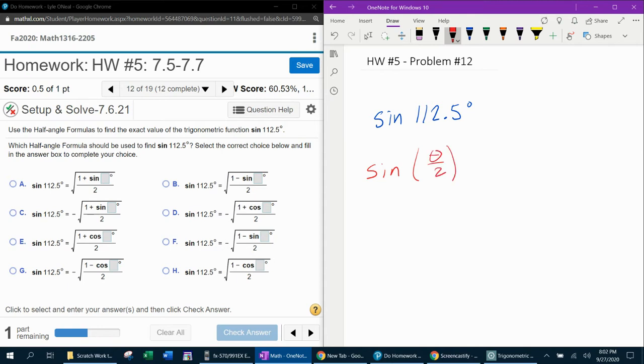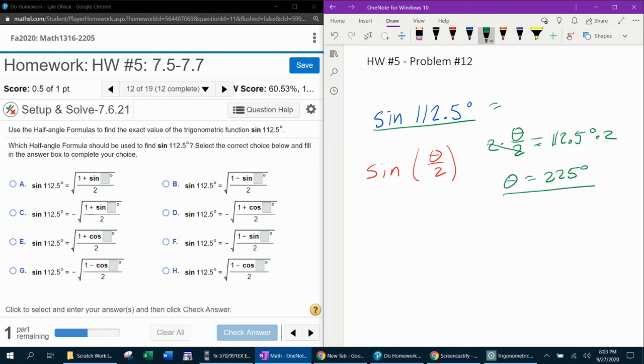which means that we're going to be using a formula for sine of theta over 2. So here we know that theta over 2 has to be 112.5 degrees. And if we solve that for theta, we can see that our theta is going to be 225 degrees, okay? So that is the angle theta, but we're looking for sine of 112.5 degrees.